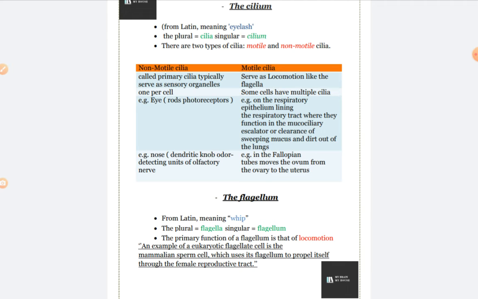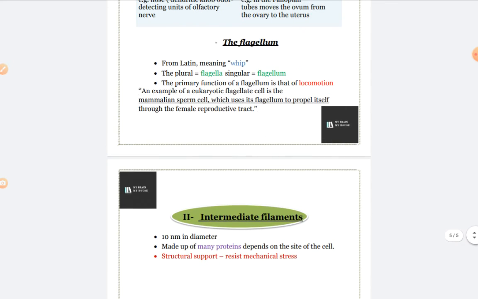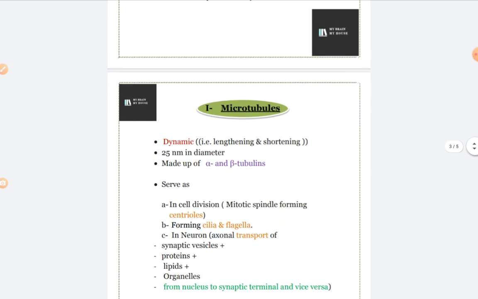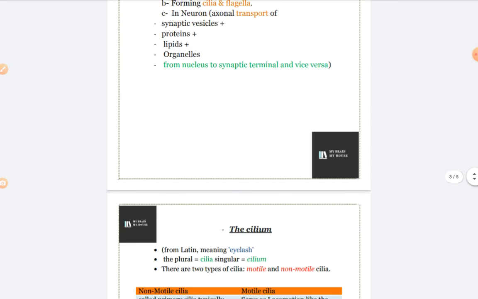So flagellum and motile cilia are similar in function. Okay. Next, we have intermediate filaments, 10 nanometers in diameter, made up of many proteins depending on the site in the cell. They provide structural support and resist mechanical stress, unlike the microtubules, which are dynamic. Okay.